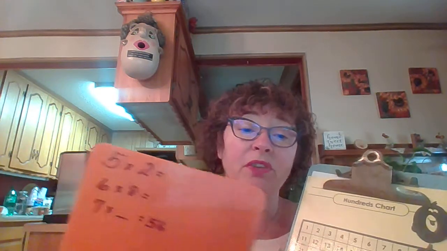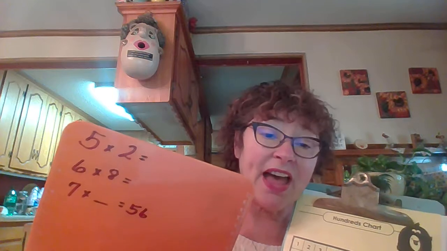So we're going to do our first problem, which is 5 times 2. Now, I always like to start with the biggest number. So 5 is the biggest number, and so 5 times 2 means that I have 2 groups of 5. So I'm going to make or count 2 groups of 5.